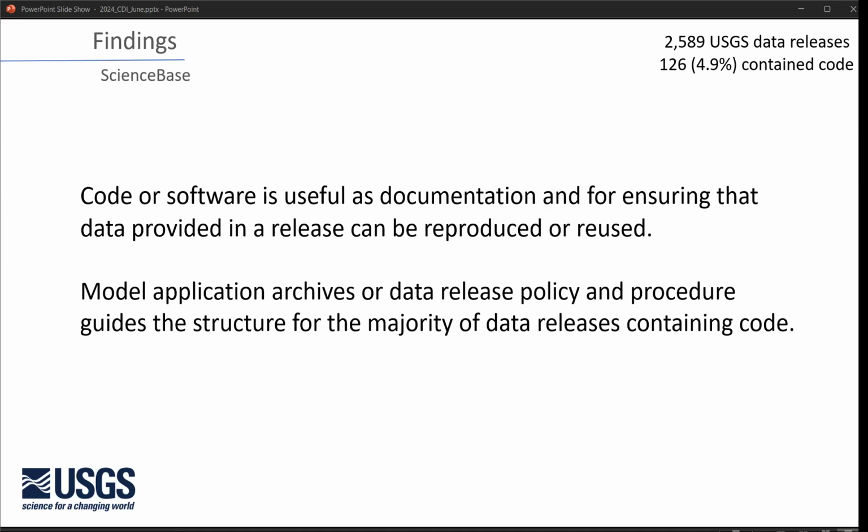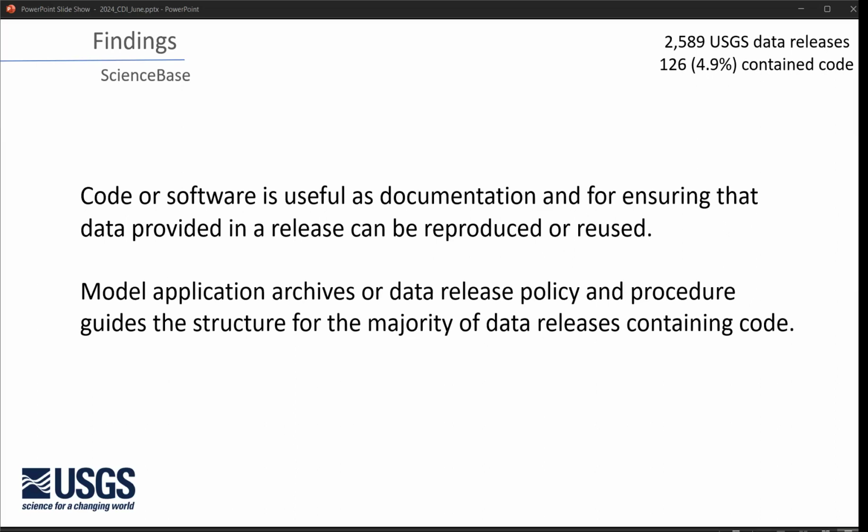So of the 2,589 USGS data releases from a one-year period that were examined, 126 of these, or 4.9%, contained code, either within archive files or as direct attachments.